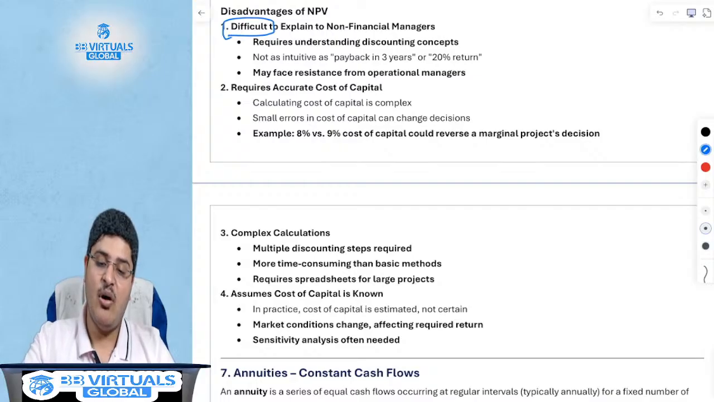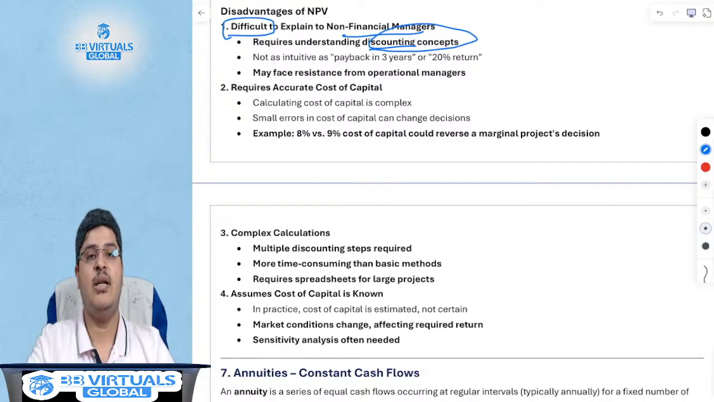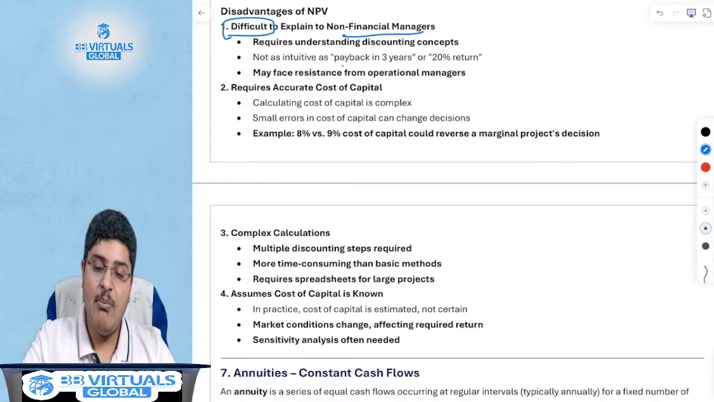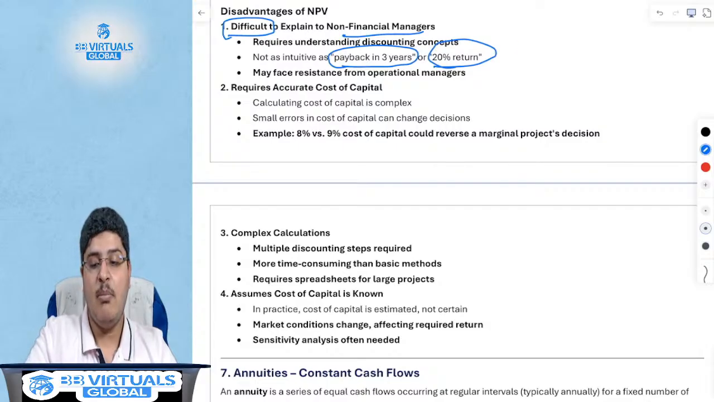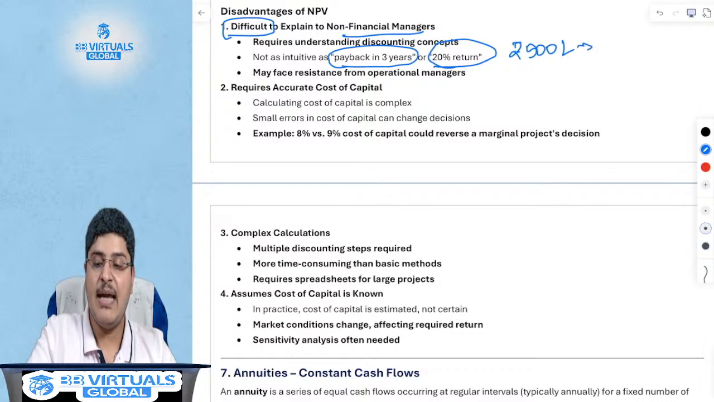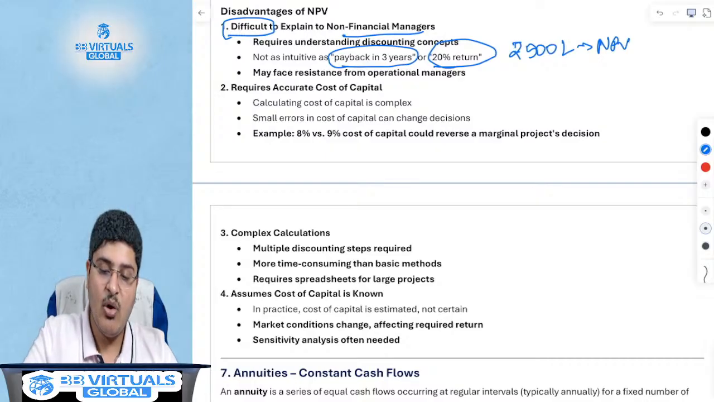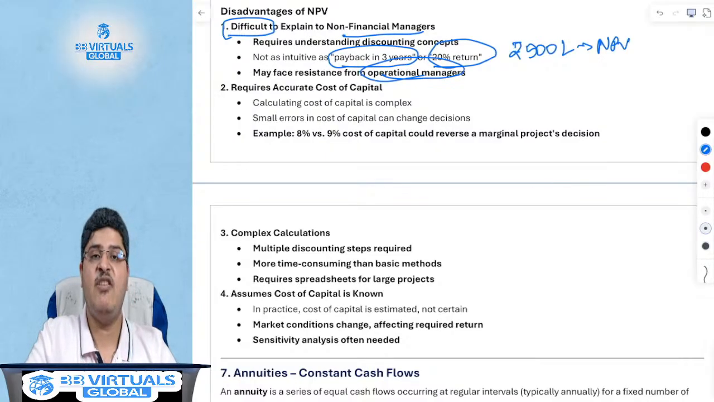However, for non-financial managers, it requires the understanding of what discounting is, which is not very intuitive. Unlike ROCE, which was very, very intuitive. Payback in 3 years is intuitive and 20% return is intuitive, but 500 lakhs, for example, which is 5 crores, as NPV is not very intuitive, and hence from an operational manager perspective, it may face some resistance.